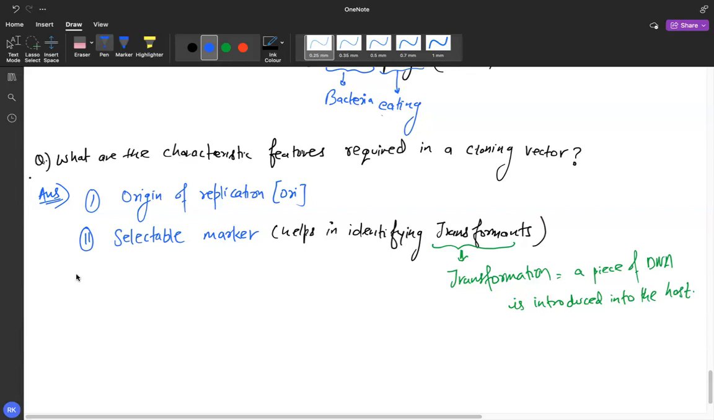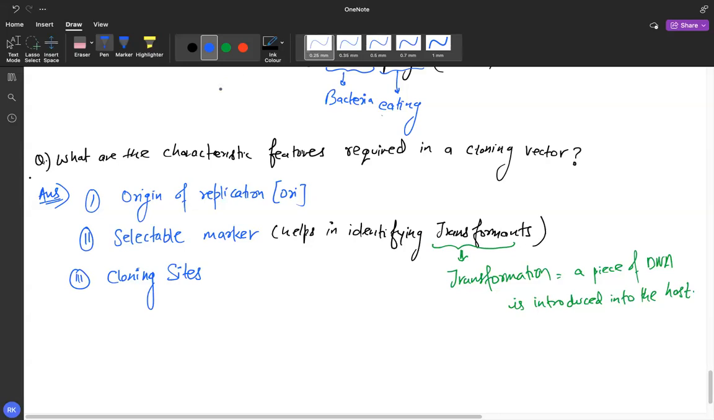So these are two things. What is the third thing that every cloning vector should have? Origin of replication, selectable marker, and we need a site at which a restriction endonuclease cuts, right? Yes, sir. We call it cloning sites. If you don't have these sites or sequences that restriction endonucleases can identify, then you won't be able to insert anything inside the vectors, right? So the third and very important thing is cloning sites.